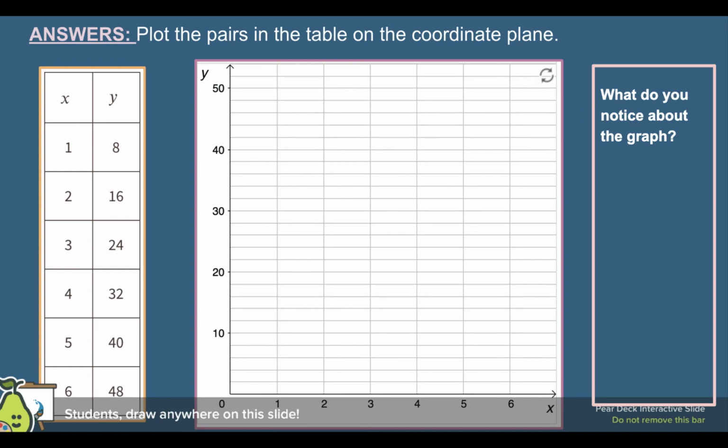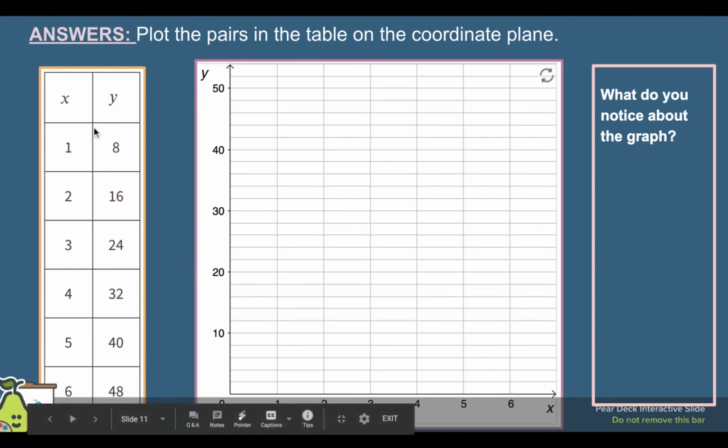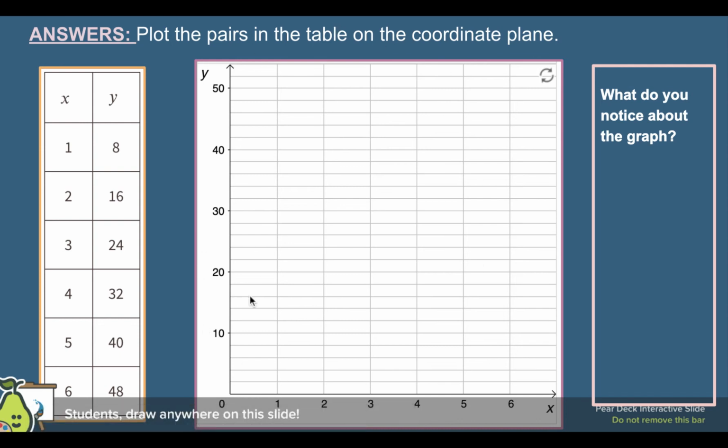This is not the answers, so I apologize for this. But what this is here is I want you to plot the points in the table on the coordinate plane. So take these pieces of information, x and y, and I want you to plot these points on this coordinate plane. And after you're done plotting, what do you notice about this graph that you created? Is it proportional? Is it not? What are the two key factors that make it proportional if it is?